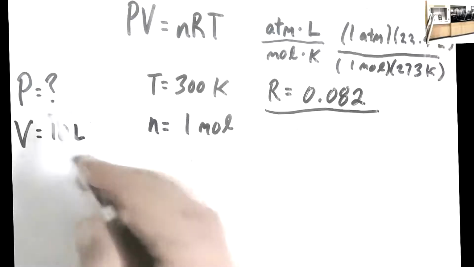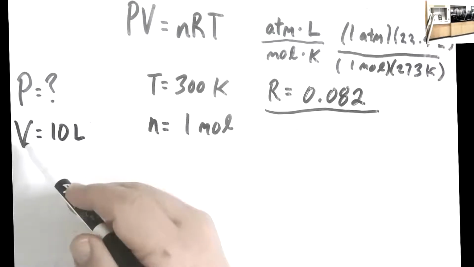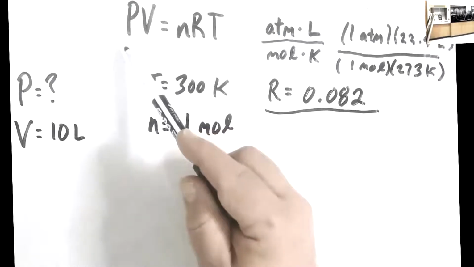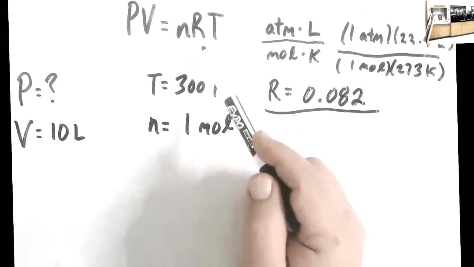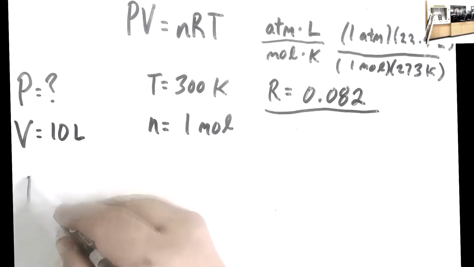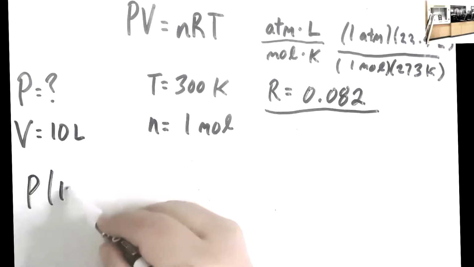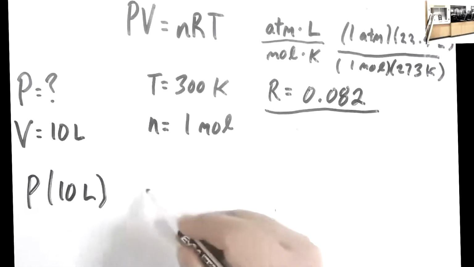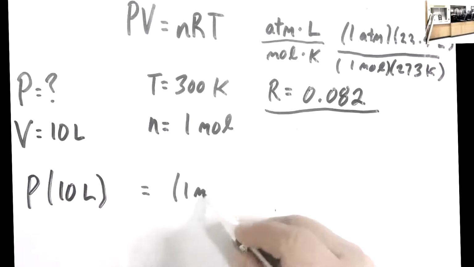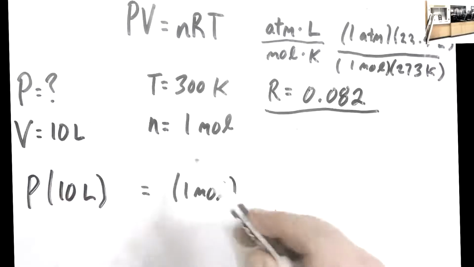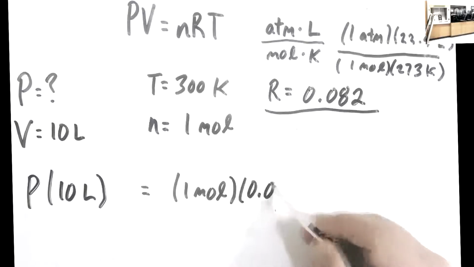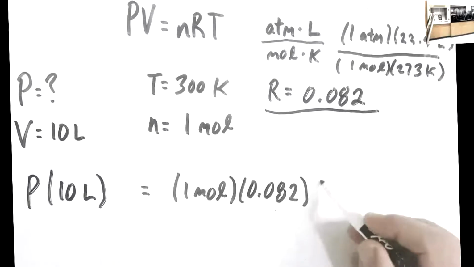Well, we set it up like this. Notice that I put P and V on one side, and I'm putting n and T on the other side. Well, that's because the expression itself is PV equals nRT. So now let's plug the numbers in. Of course, since P is unknown, we're just going to write P, and next to it, in parentheses, 10 liters to represent our volume. And then n is the number of moles, so that's just 1 mole. R is always 0.082. And then our temperature is 300 Kelvin.